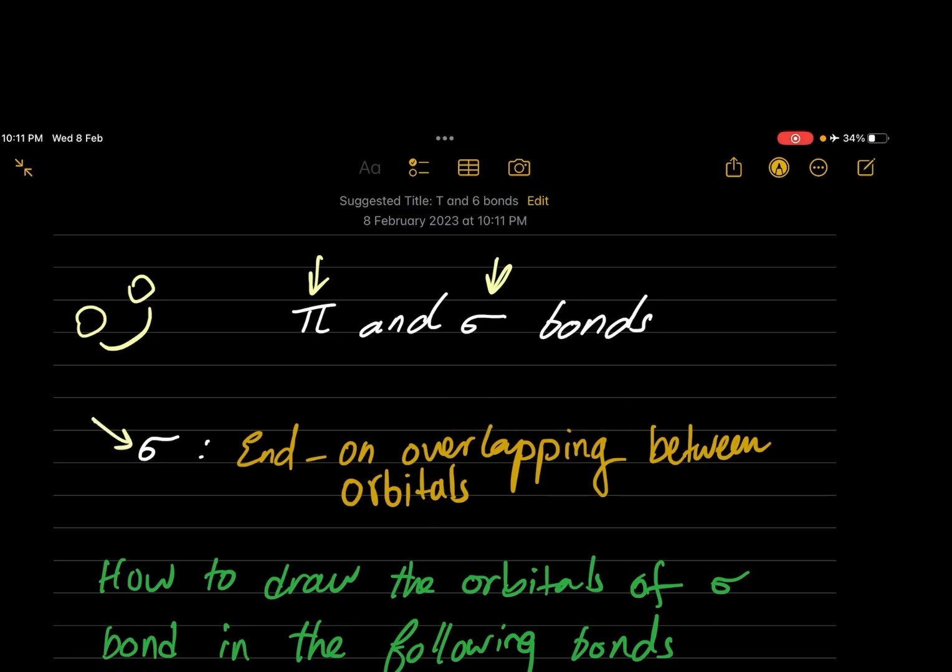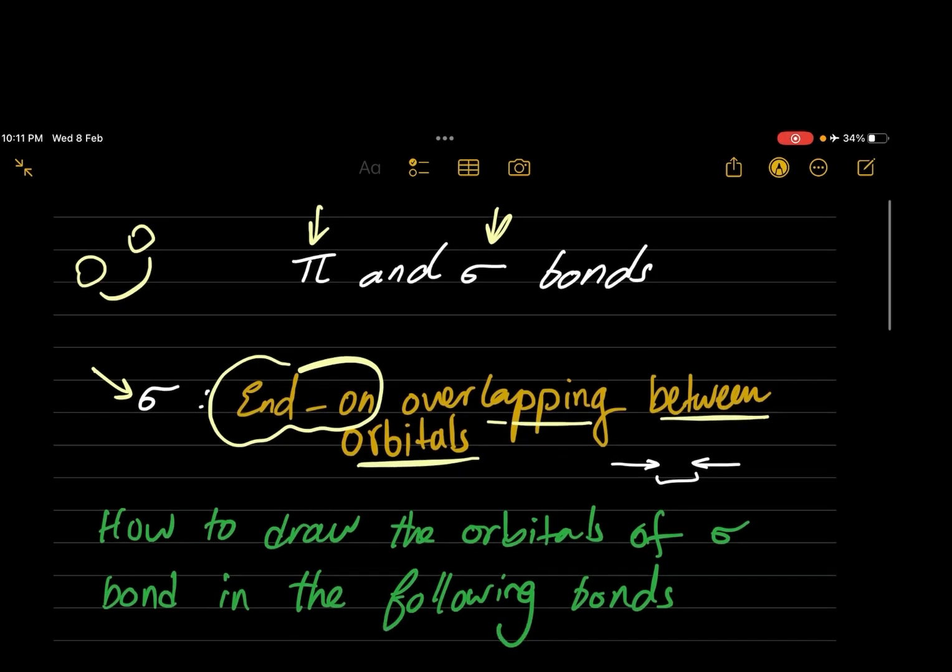Generally speaking, sigma bond is an overlapping between orbitals. But the way of overlapping here is called end-on. So what is the meaning of end-on? Generally speaking, if you have an orbital and you have another orbital, they will start to combine with each other head-to-head. So this is the ideal general case.